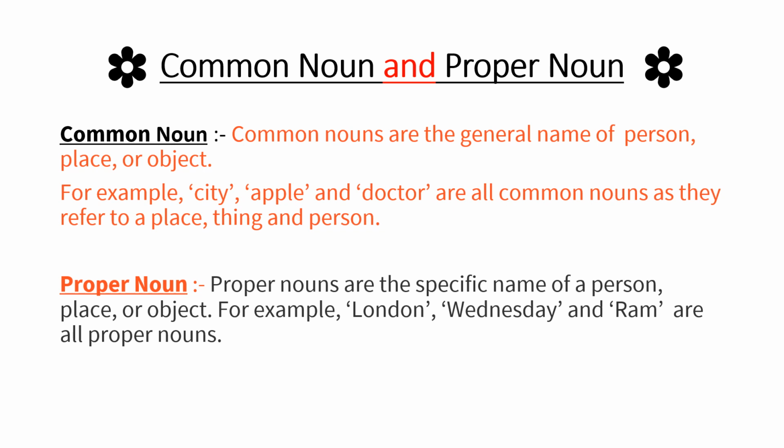Apple. It can be any apple. Doctor, so it's a general term for the profession doctor, so it's a common noun. So these are the general names. Proper nouns are the specific or defined names for a person, place or object. Like London. We have a name for the city, so it's a proper noun. Wednesday, it's a defined name for the day, so it's a proper noun. Ram, it's a proper name of a person, so it's a proper noun.